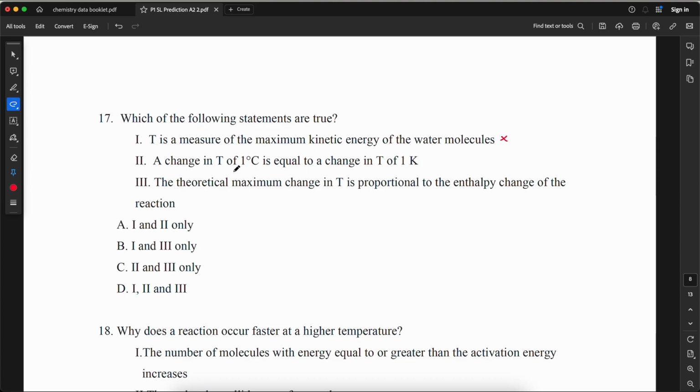A change in temperature of 1 degree Celsius is equal to a change in temperature of 1 Kelvin. So going from degree Celsius to Kelvin, the value increases by 273, but the change in temperature is not affected since increments in the two unit systems are the same. The theoretical maximum change in temperature is proportional to the enthalpy change of the reaction. This change in temperature is proportional to the absorbed energy, which is Q, which is proportional to the enthalpy change of reaction. C.